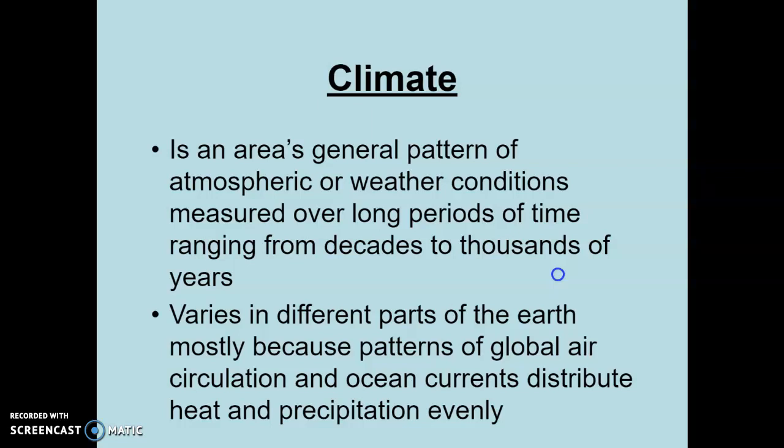Climate is determined over a long period of time, usually at least 30 years. Okay, so that's usually what they base an area's climate off of. And we're going to talk about why it's different in different parts of the world. It's mostly because of global air and the movement of that air and ocean currents.